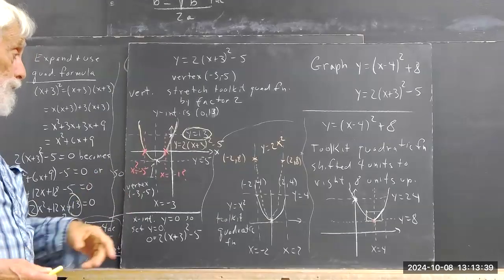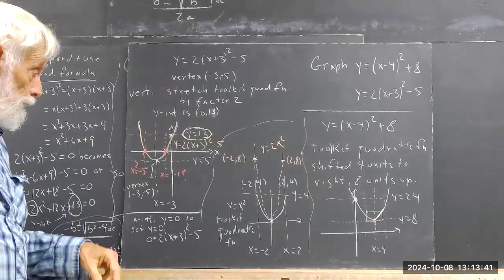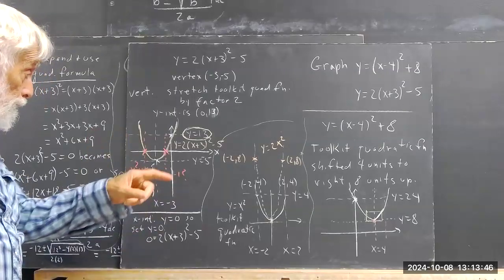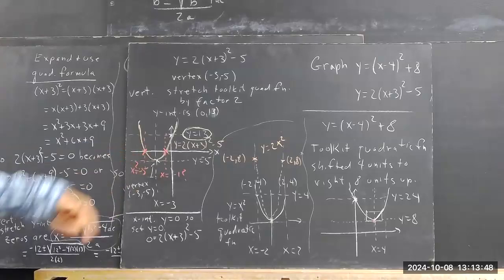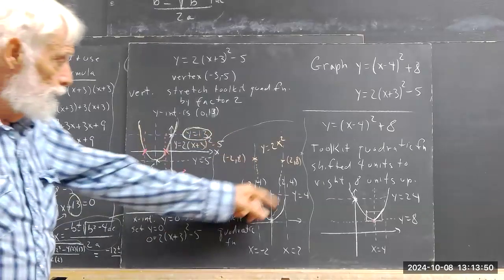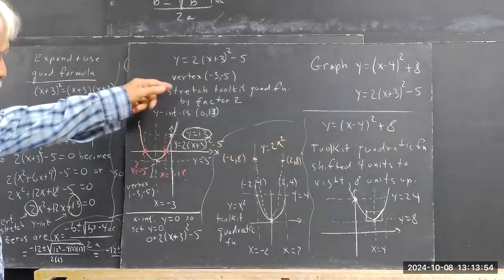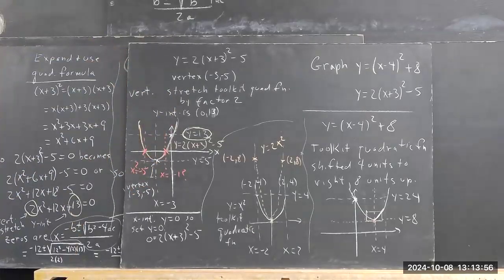Okay, so you need to know if you want to include the y-intercept. Okay, so anyhow, there we have it. We take a vertically stretched graph, we put the vertex there, the y-intercept there. That's what we're going to get.